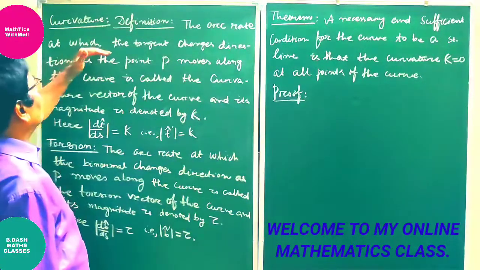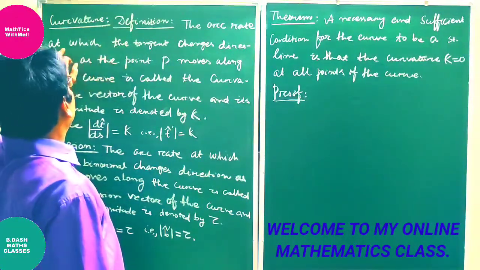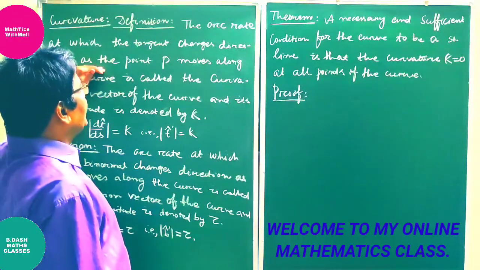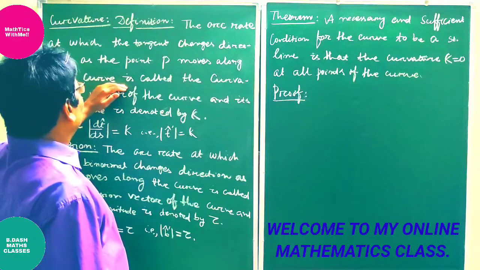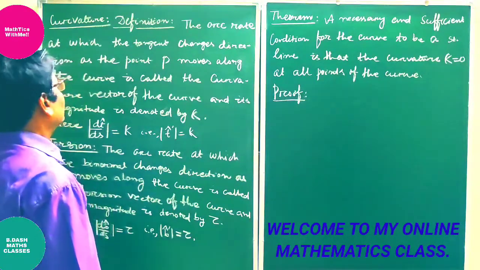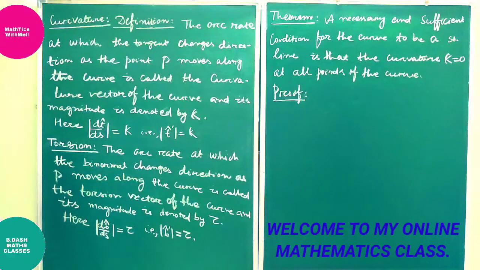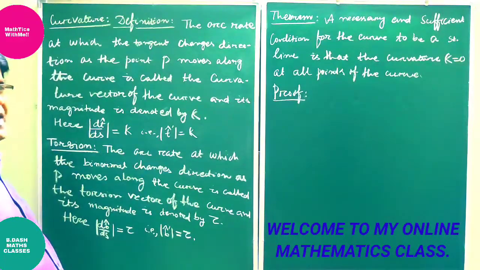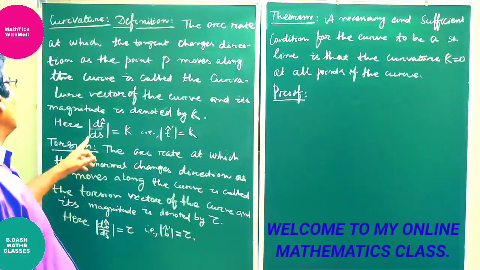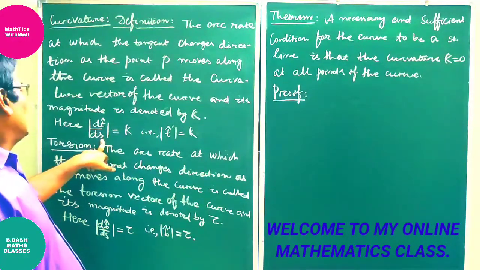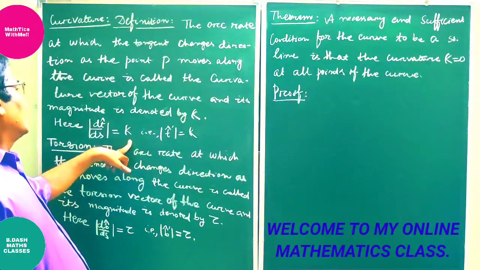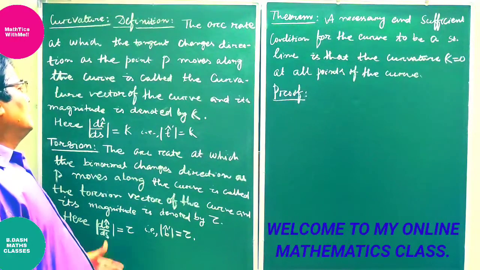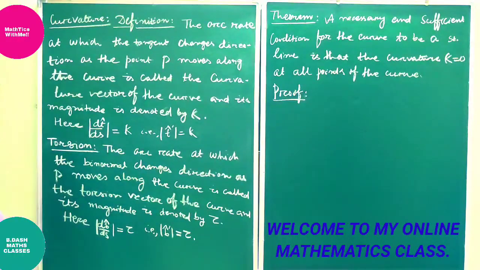First, the definition of curvature: the rate at which the tangent changes direction as the point P moves along the curve is called the curvature vector of the curve, and its magnitude is denoted by kappa. So dT/ds is the rate of change of the tangent with respect to arc length, and its magnitude is kappa. So |T'| is equal to kappa.